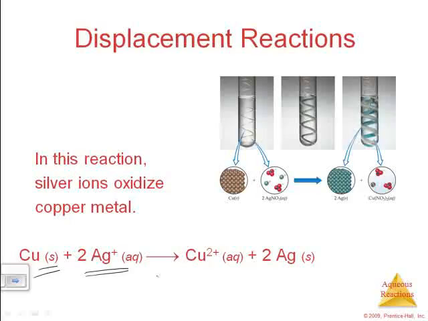And then I get a copper ion 2+ and 2 silver atoms forming a deposit, and hopefully in that test tube right there you can see the fuzzy stuff forming, which is the silver.